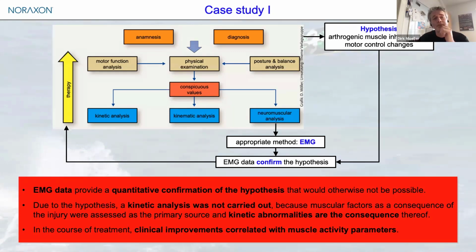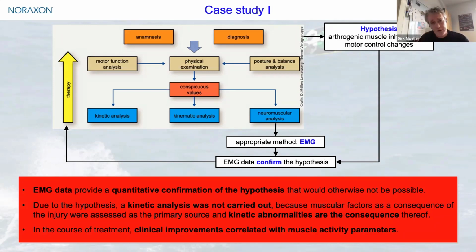And due to the hypothesis, we decided to use the EMG, not kinetic analysis, because we have a lot of muscular factors, a lot of information as a consequence of the injury. The primary source was the EMG. And in the course of the treatment, the clinical improvements correlated with the muscle activity parameters. So the better the ratio becomes, the better the clinical results, or the other way around. We don't know which is the hen, which is the egg. But EMG data becomes better, clinical results become better.